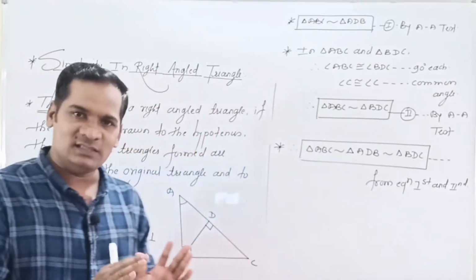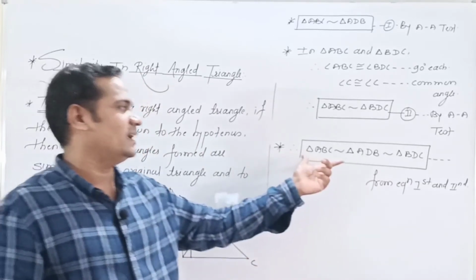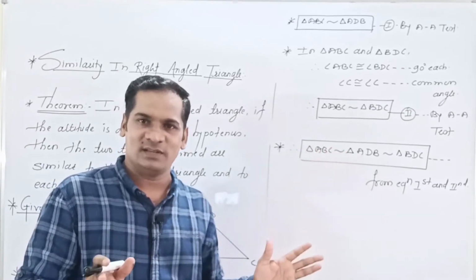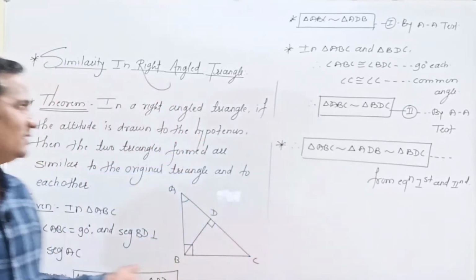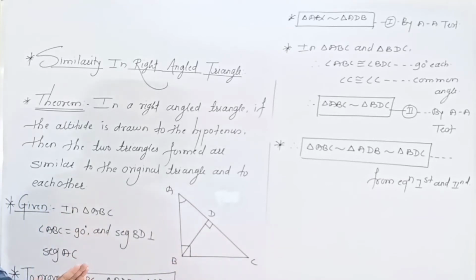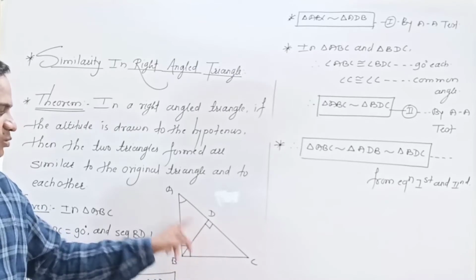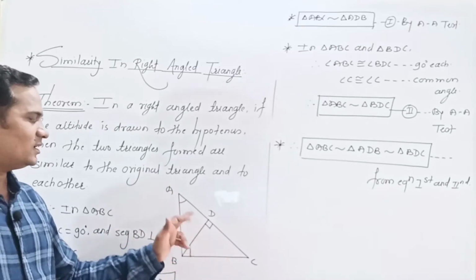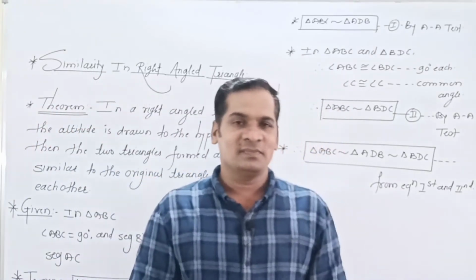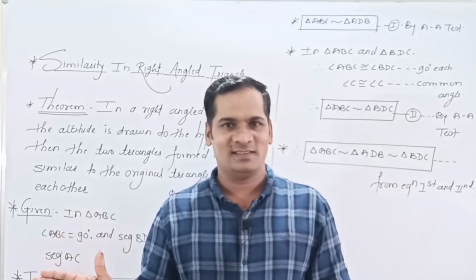That means these three triangles are similar to each other. This is known as transitivity. This property is what? Transitivity of triangles. So in this way we can easily prove similarity in a right angle triangle. If we draw this altitude, then these two triangles are similar to the original triangle and they are also similar to each other. How simple is this? Okay, so let's move toward the next point, that is the theorem of geometric mean.